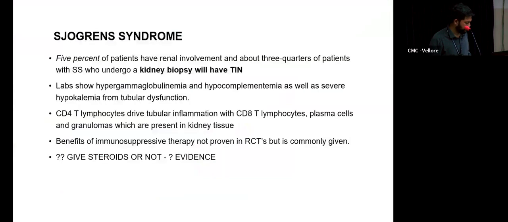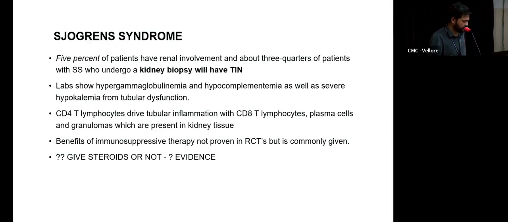Some of the systemic diseases that are implicated in chronic interstitial nephritis, mainly Sjogren's syndrome. Bear in mind that these diseases can also cause an acute interstitial nephritis picture, but I wanted to discuss them here because they are more predisposed to cause a chronic type of change rather than an acute change. Around 5% of patients have renal involvement, and about 3/4 of patients with Sjogren's syndrome who undergo renal biopsy will have tubulointerstitial nephritis.